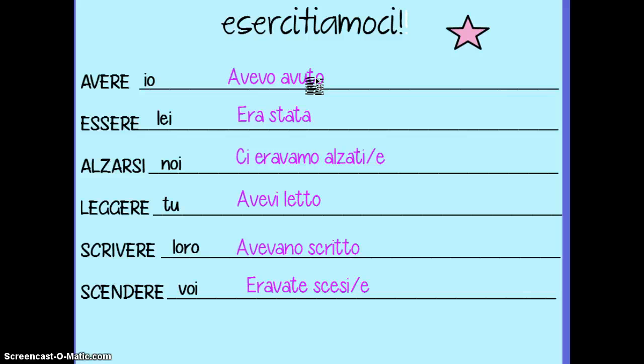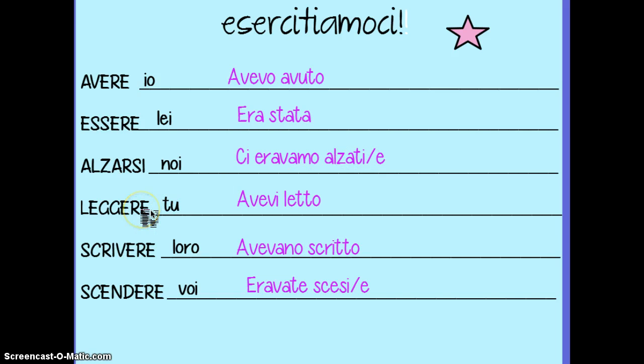Then we have essere in the lei. So era stata. Remember, essere is an irregular past participle, and you have to remember to change the ending. So because we're talking about lei, you have to change it to an A. Alzarsi. You should have seen that this is a reflexive verb. So every time you see a reflexive verb, you need a reflexive pronoun. So the noi reflexive pronoun is ci. So ci eravamo alzati or alzate, depending on who we're talking about. When in doubt, just go for the masculine, though.